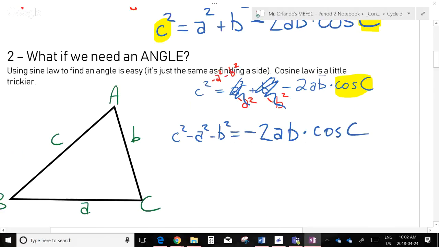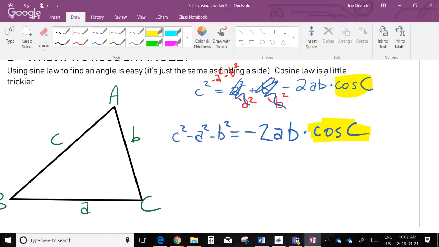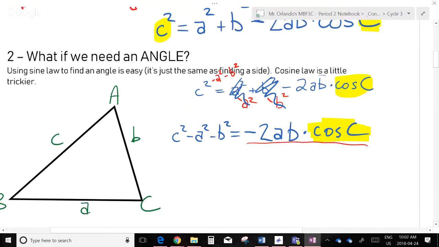Now, I still want to get cosine of C by itself. But the nice thing is, what are all of these doing now? We said after the A and the B, everything over here is being multiplied. So to get rid of it, I have to do the opposite. What is the opposite of multiplying? Dividing. So I'm just going to divide this whole side by negative 2 times A times B. And what I do to one side, I have to do to the other.